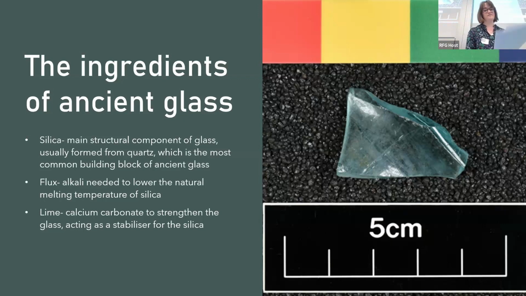And then there's lime, which is obviously calcium carbonate, to strengthen the glass, acting as a stabilizer for the silica. And in this case, it's often limestone. Colorants can then be added to change the color of the glass, but some of these also have an impact on the chemical composition, and therefore structure, tensile strength, and durability.